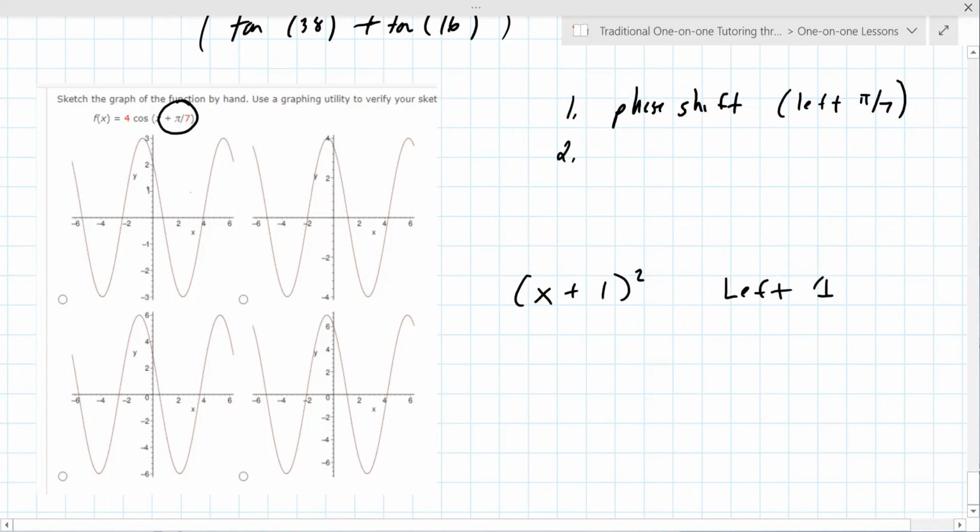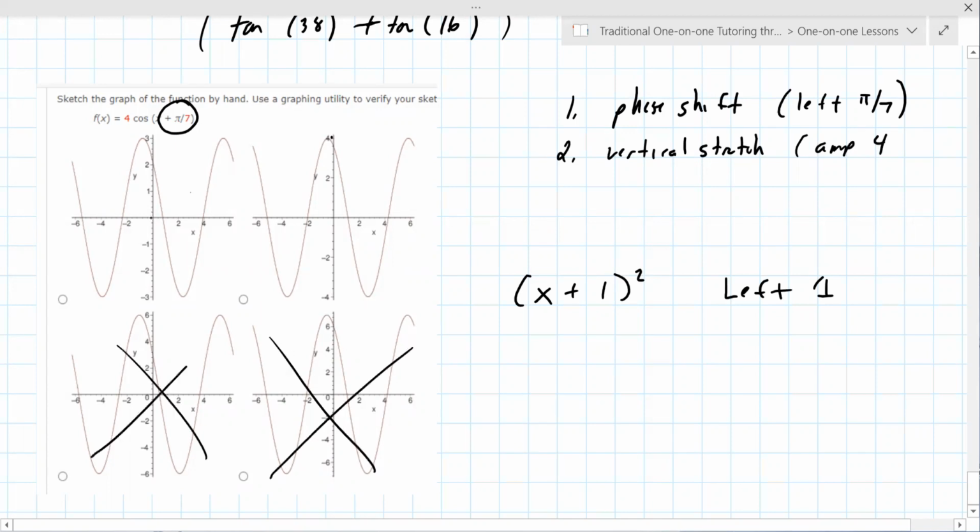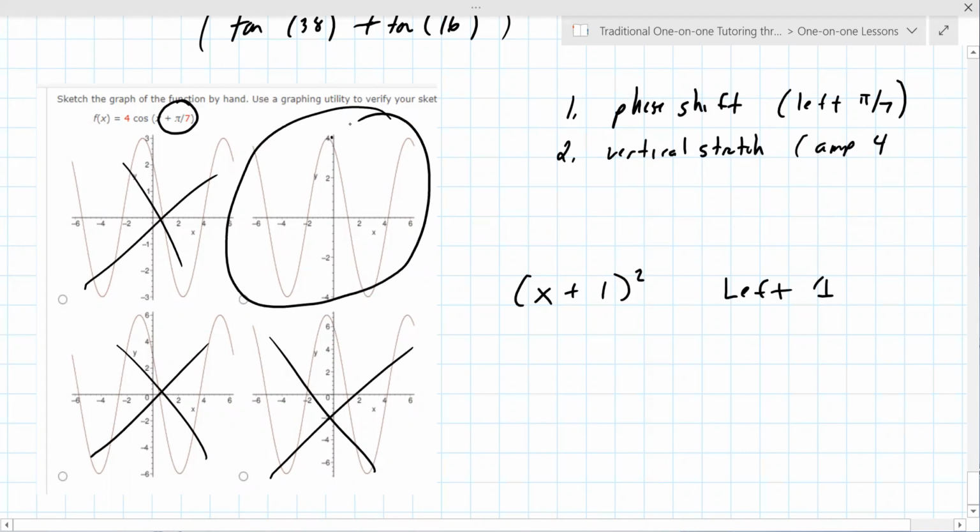Wow. Okay. Then the next thing here is this 4. This 4 is a vertical stretch, or the amplitude. So this one has an amplitude of 4. So that means it's going to go up 4 and then down 4. So that actually gets rid of everything but this one here.